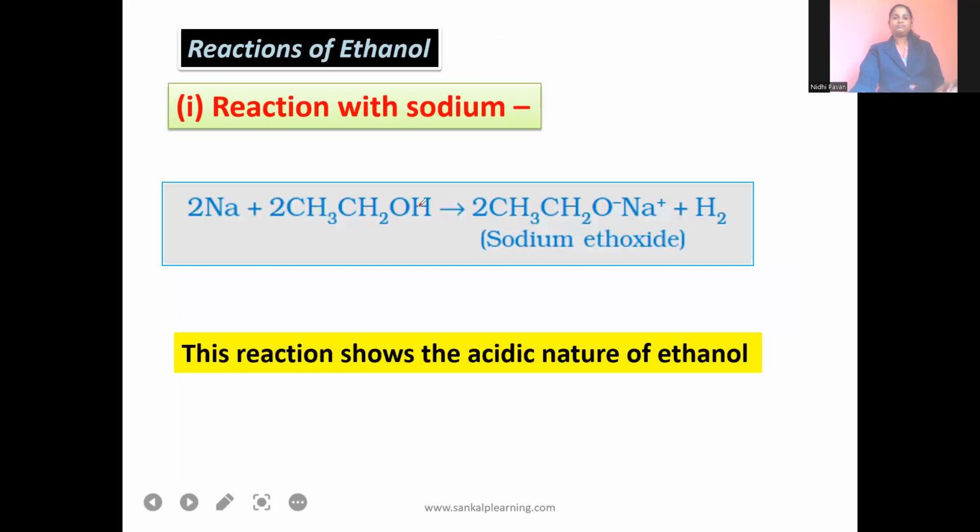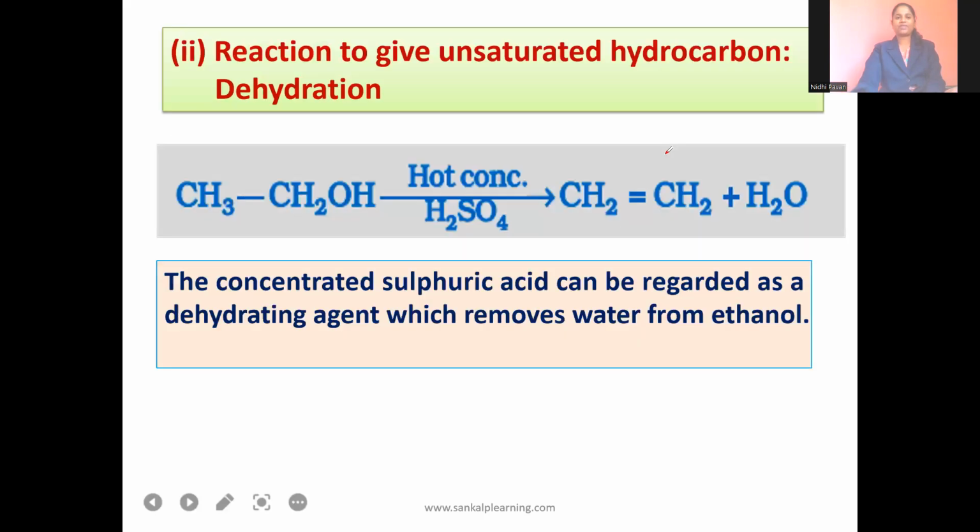Then reactions, meaning with what the ethanol will react. When ethanol reacts with a highly reactive metal like sodium, the reaction shows the acidic nature of ethanol. So here sodium ethoxide is formed with the liberation of hydrogen. This reaction confirms the acidic behavior of ethanol.